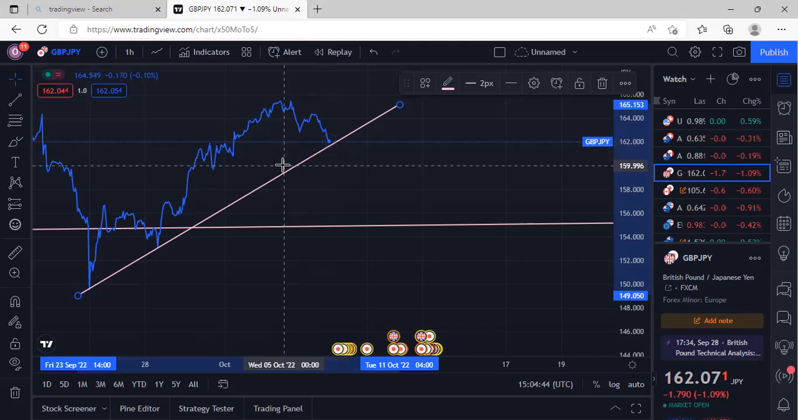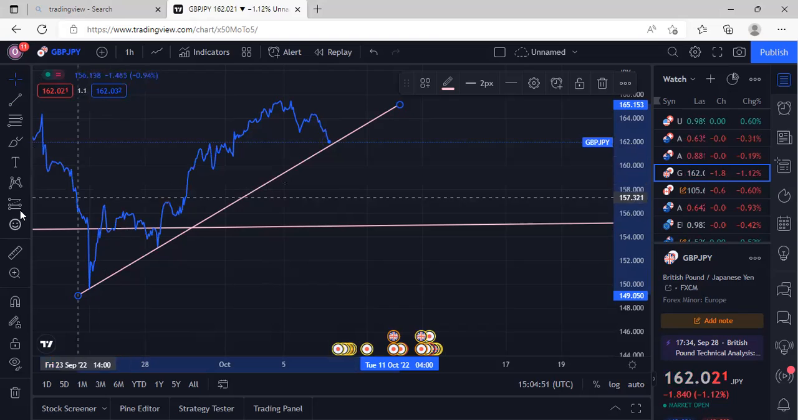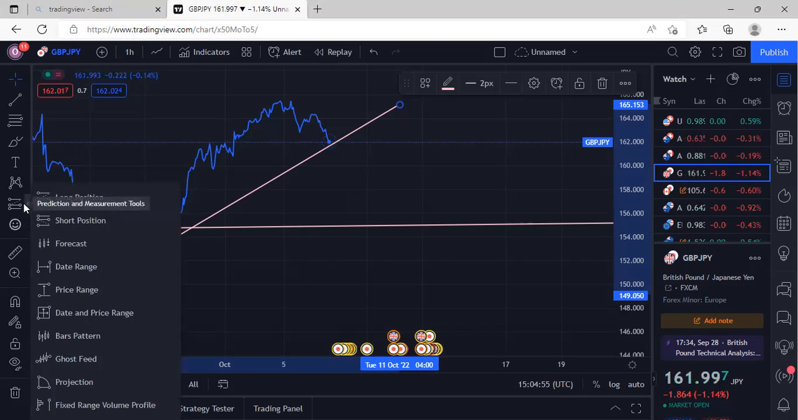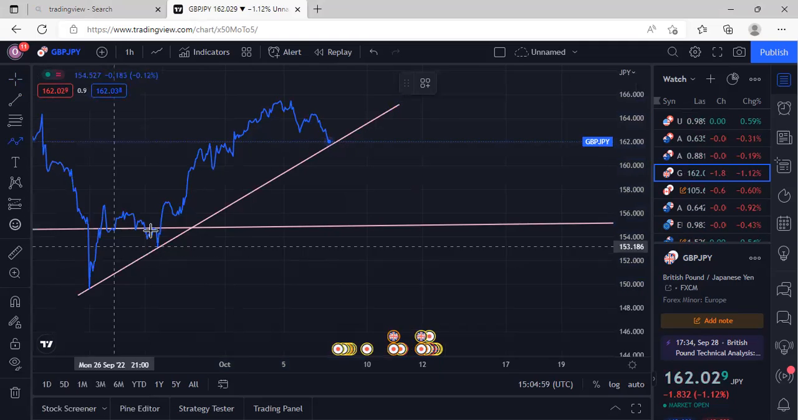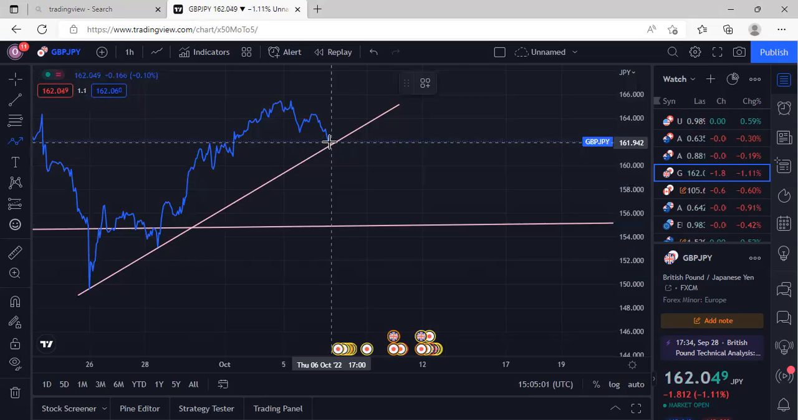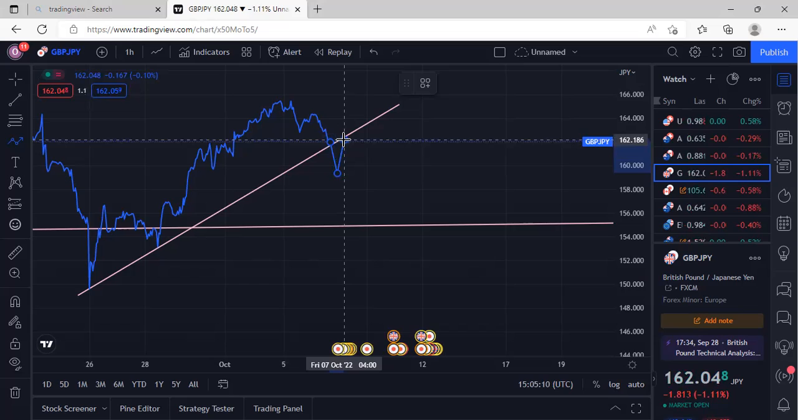For us to enter this particular market, we will wait for this price to close down. This is what I mean. We wait for the market to break down. Once it reaches somewhere there, then we wait for the market to retest. Retest is actually coming to confirm if the break was valid.